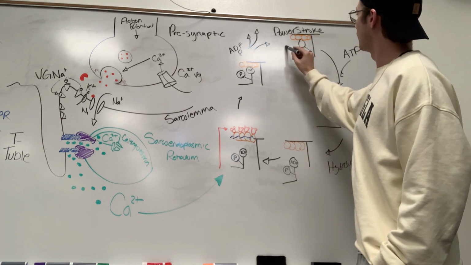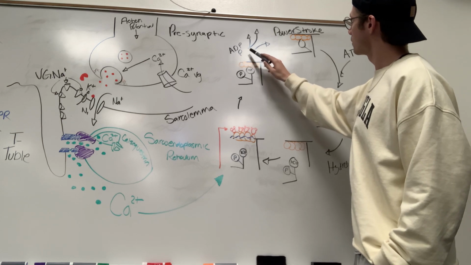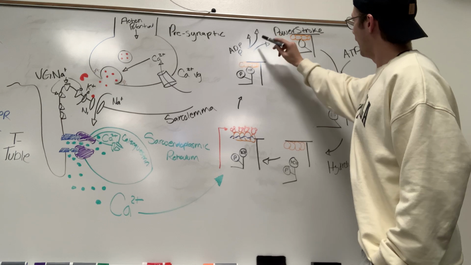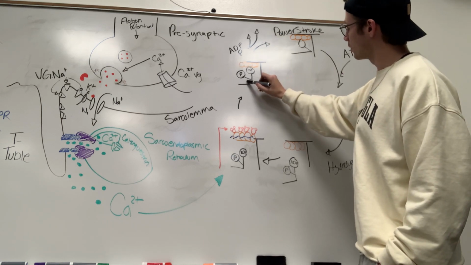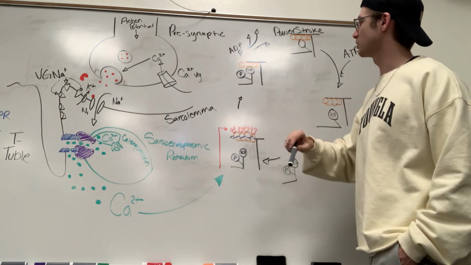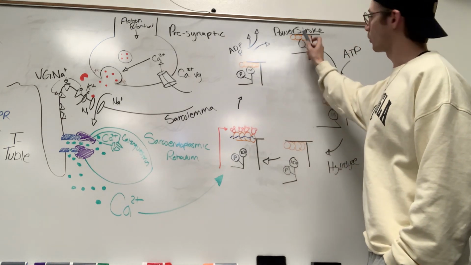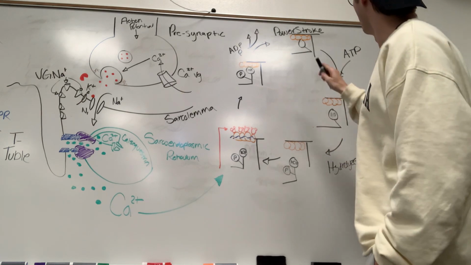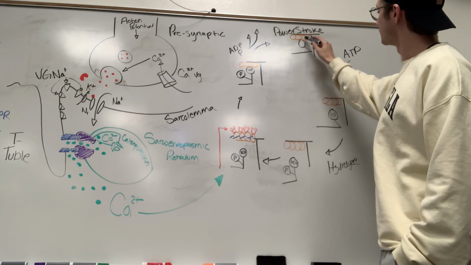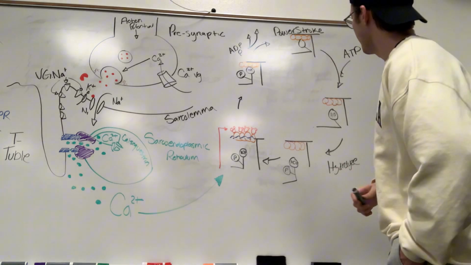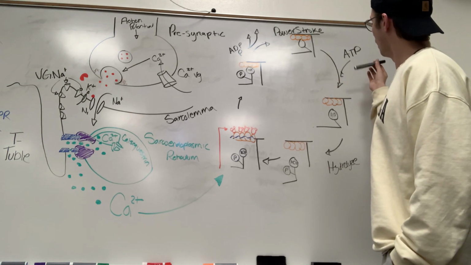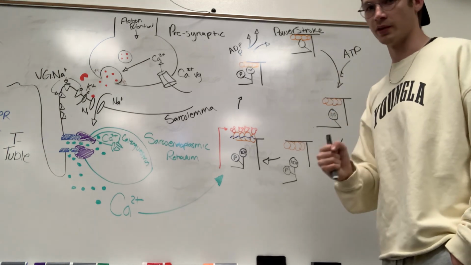The next step that happens is when it attaches, this ADP and phosphate are going to come off. And then what's keeping this myosin cocked and ready is this ADP and phosphate. So when this comes off, this is what we're going to call a power stroke. Now it's in this uncocked position because it's binded onto the actin. And it's going to stay there until it has enough energy to pull itself away from the actin.